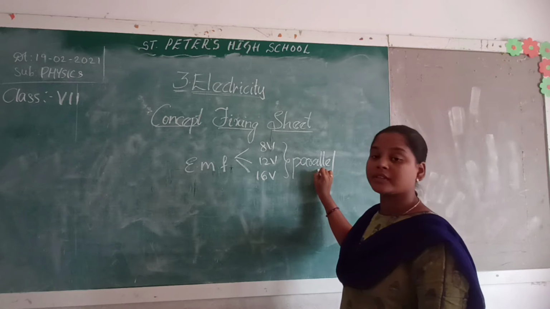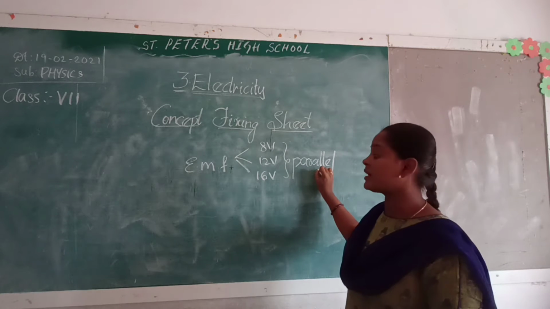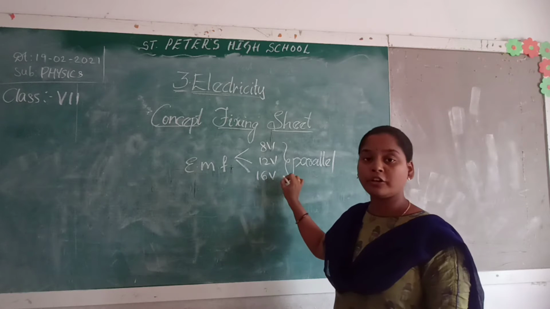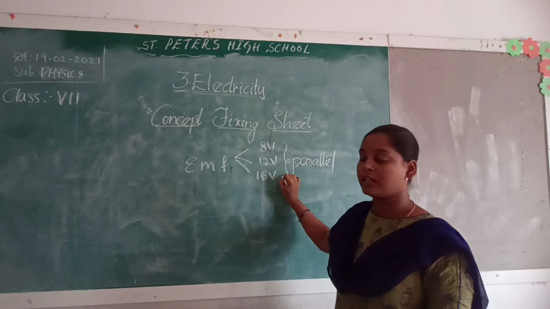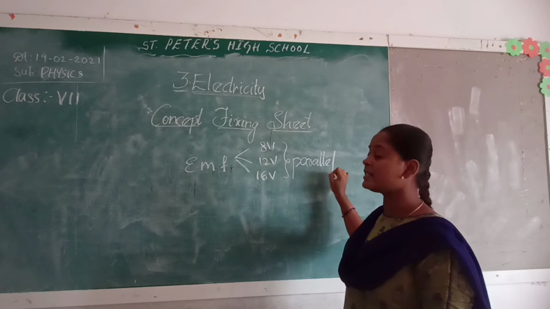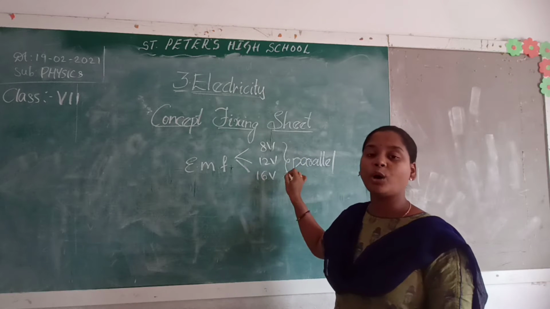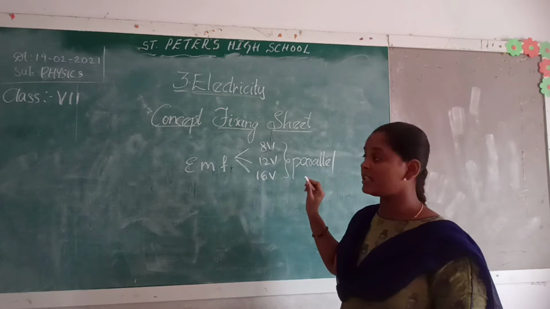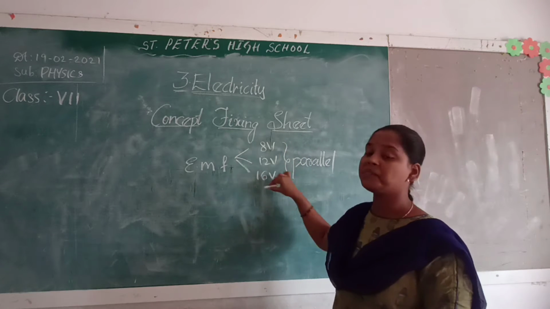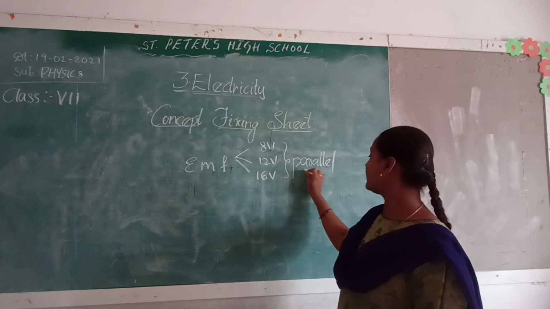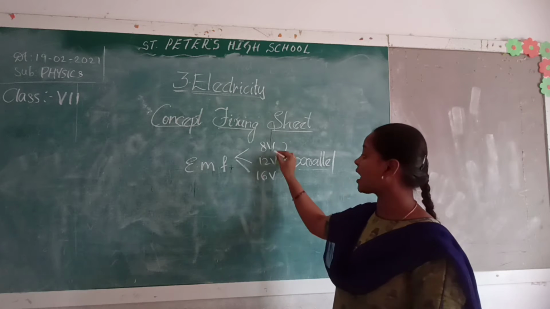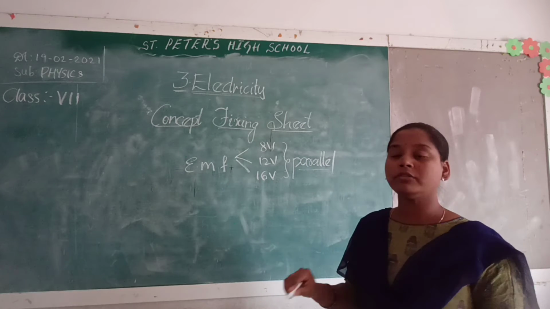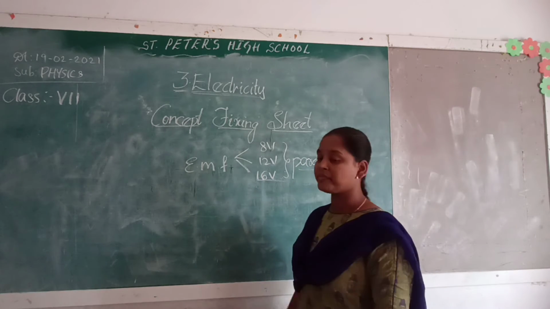See, in parallel, the source takes which EMF? The cell which has the highest EMF is considered, whereas in series it is taken as the sum of all the cells. If they are asking in series, we have to add these 3 cells. Whereas they are asking here parallel. So which is highest in these 3, that will be the effective electromotive force, that means 60 volts is the answer here.